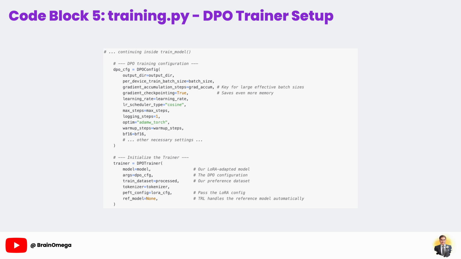Once our config object is ready, we instantiate the DPOTrainer. We pass it our LoRA adapted model, our DPO config, our processed dataset, and our tokenizer. One very cool feature of the DPOTrainer is that we can set ref_model equals None. In DPO, you need a reference copy of the original frozen model to calculate the loss. By setting this to None, the trainer is smart enough to automatically create and manage this reference copy for us, which simplifies our code a lot.